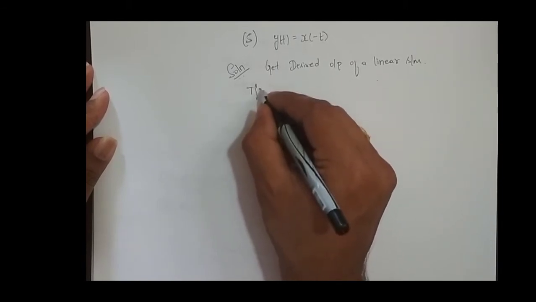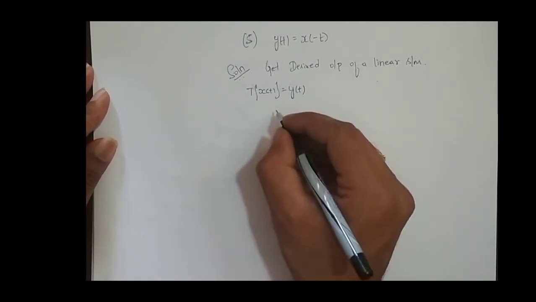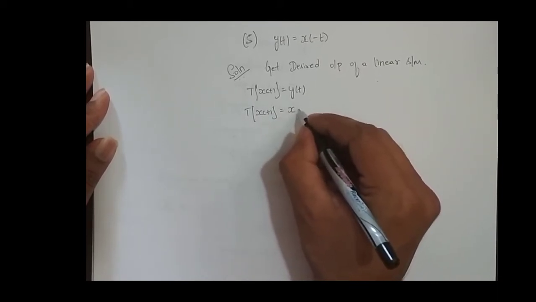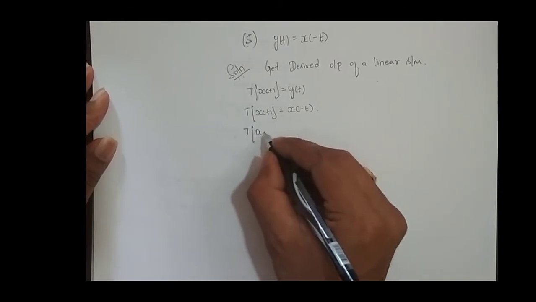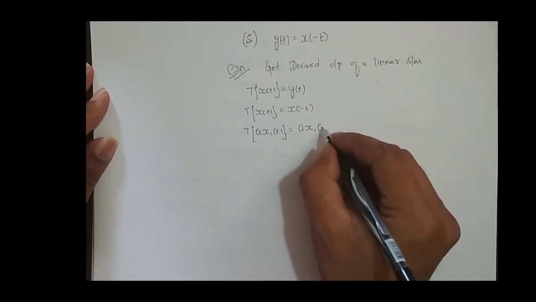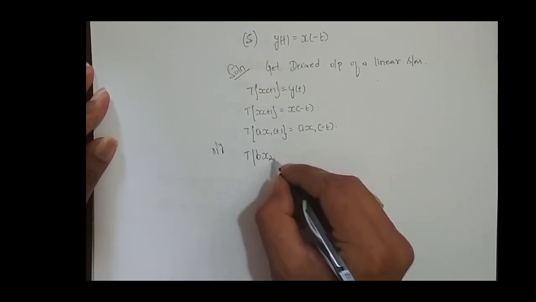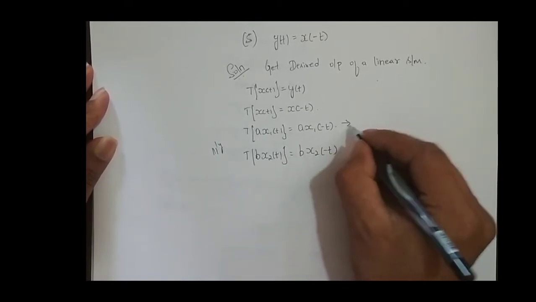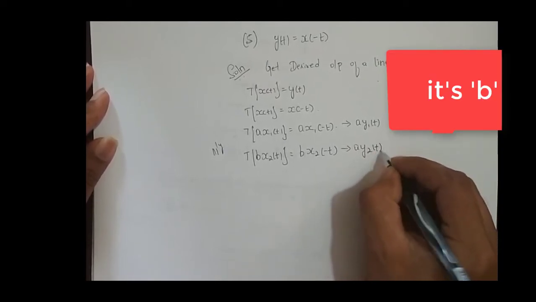So we can write this as transformation of x of t is equal to y of t. Transformation of x of t is equal to what is y of t, which is x of minus t. We'll give the scaled input a times x1 of t, which gives a times x1 of minus t. Similarly, transformation of b times x2 of t is equal to b times x2 of minus t. And what is this? A times y1 of t, and this is b times y2 of t.